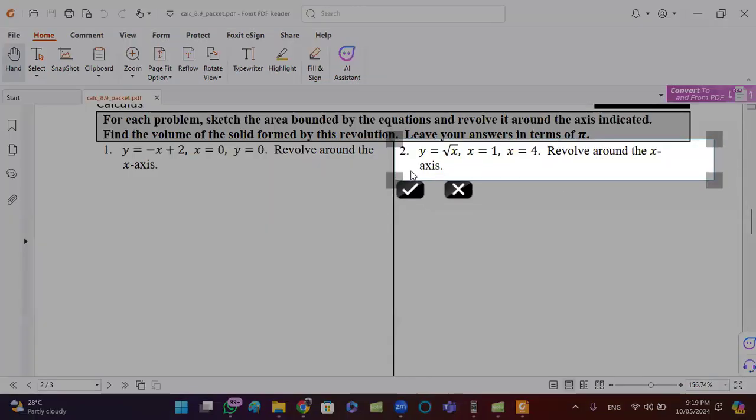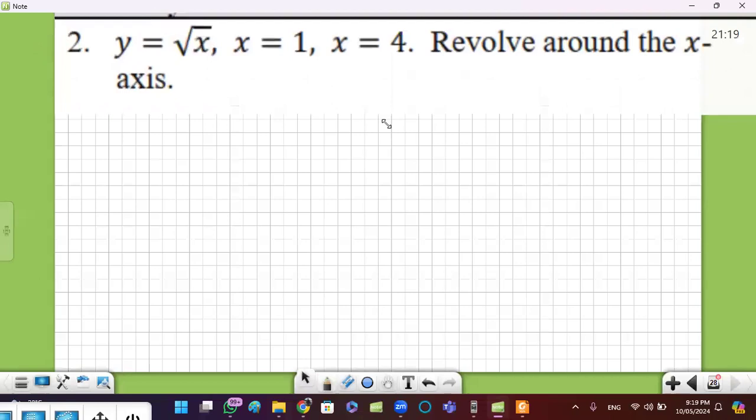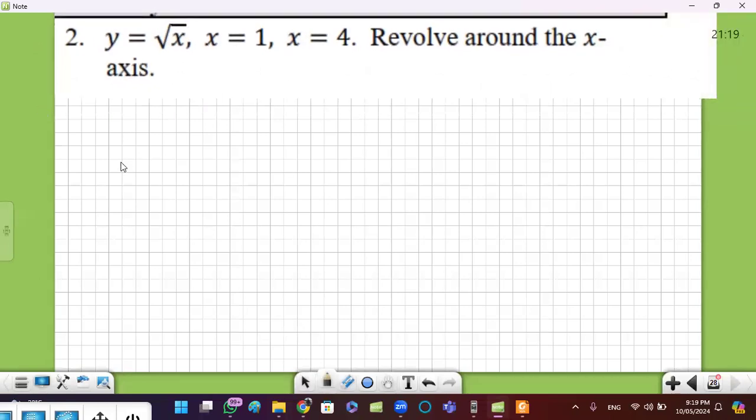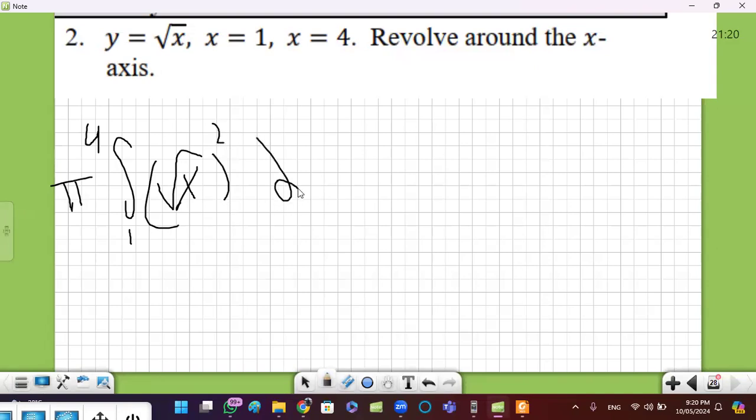Let's do this together. This revolution is around what? The x-axis. So I put x-axis. Okay. X equals 1 and x equals 4. I put 1 and 4. So I will make y outside. What's the function we have? Y minus y. So I write root x power 2 dx. With the calculator, I will find the answer.